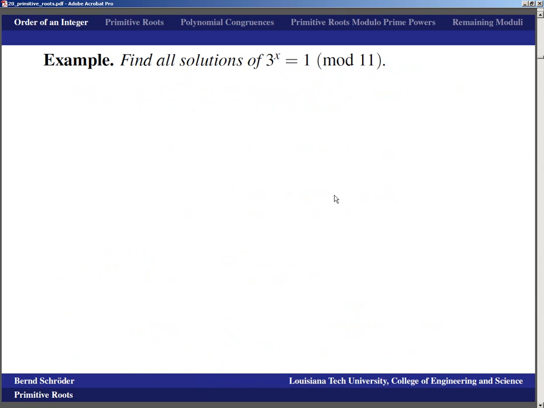Okay, as an example, if we're looking for all the solutions of 3 to the x equivalent to 1 modulo 11, okay, let's just keep it as equal right now.